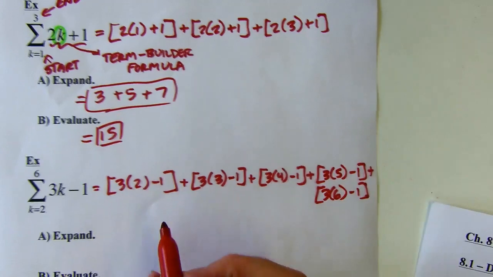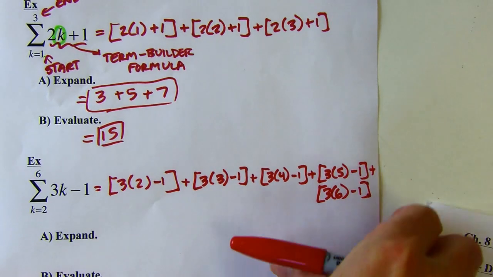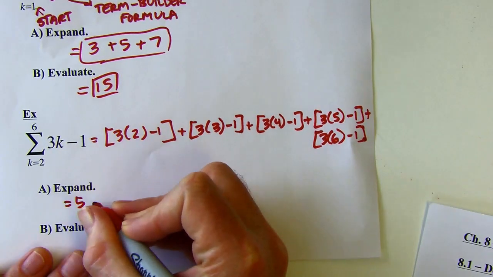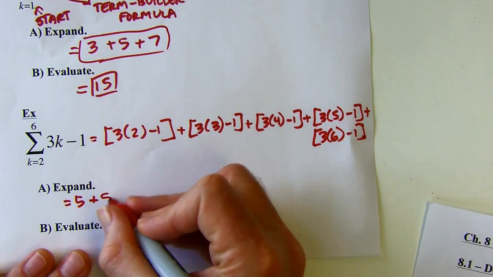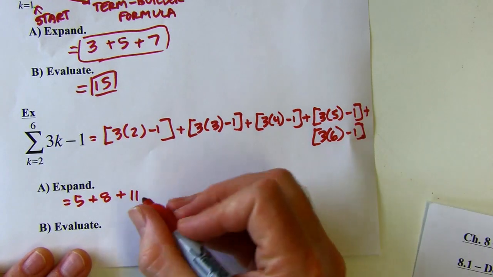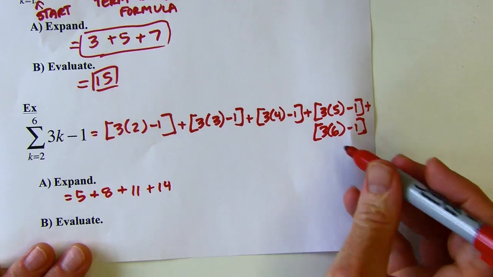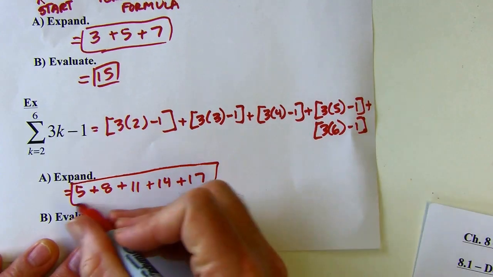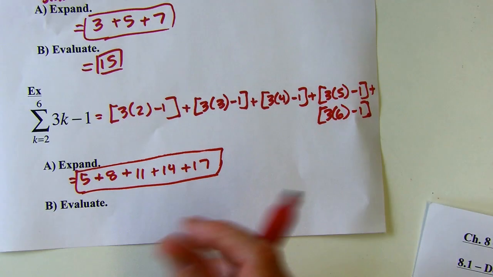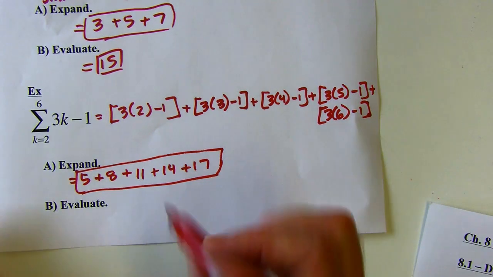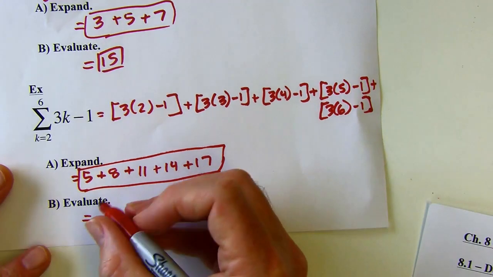Okay, so then, for my expansion, I'm going to just clean up each term. So let's see, I've got 6 minus 1 would be 5. I got 9 minus 1 is 8. Got 12 minus 1 is 11. 15 minus 1 is 14. And 18 minus 1 is 17. There's my expansion. And then you just add them all up to evaluate. And it's all going to come out to 55 there.